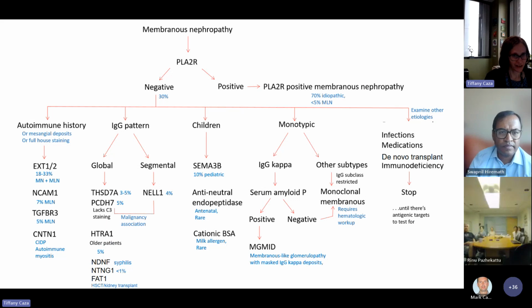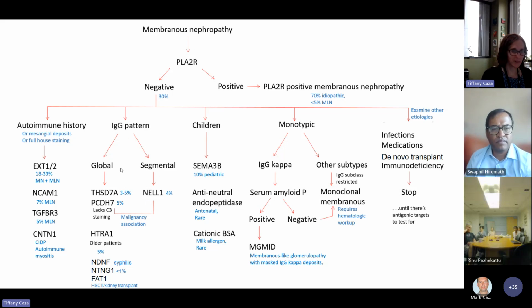Here's a potential algorithm for staining for membranous cases. This is not very practical in clinical use, but if you have a membranous case that's PLA2R positive, you can consider it PLA2R positive membranous and just stop. Dual positivity for antigens is quite rare. If it's PLA2R negative and you have an autoimmune history such as a positive ANA, you can think about doing the membranous lupus antigens. With a segmental pattern for IgG, it's important to do NELL1.